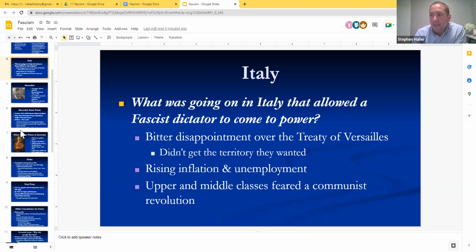Italy wants more territory. Italy wants some protection, particularly along its northern border from the former Austro-Hungarian Empire, but it doesn't get it. Italy also is experiencing another major issue, and that is massive unemployment and massive inflation. I hope you might remember back to our discussion of Italy's unification in the 1800s, that Italy is like a two-tiered economic situation.